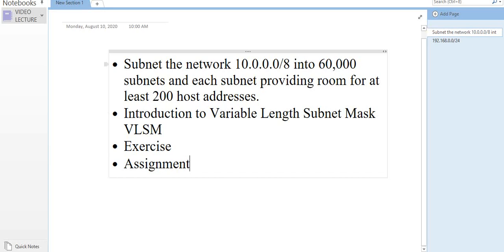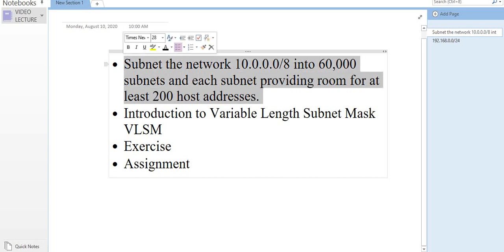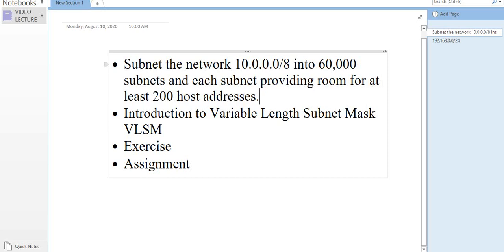So what I want you guys to do for me is the first assignment. Today we're going to start with an assignment, and this is what I want you to do. First, you're going to subnet the network 10.0.0.0/8 into 60,000 subnets, and each subnet should provide room for at least 200 hosts.